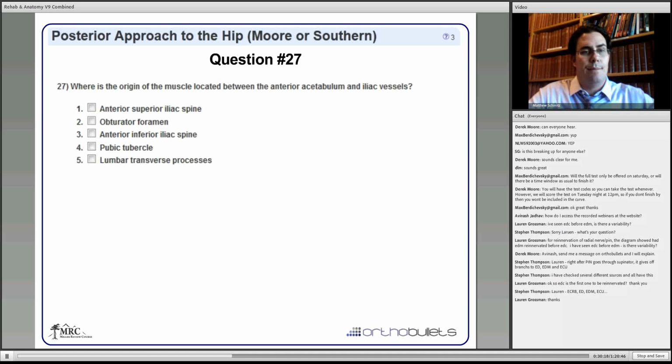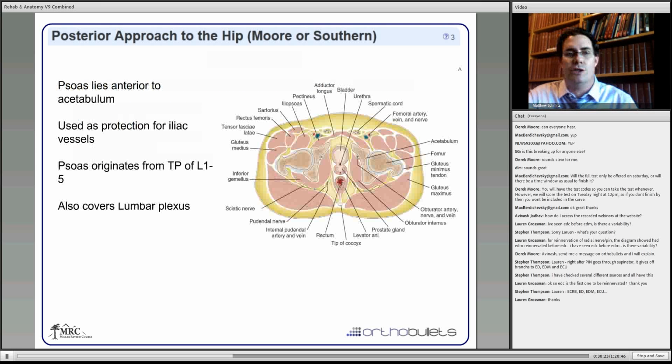Where is the origin of the muscle that is located between the anterior acetabulum and the iliac vessels? Another one of these two-part questions, and I think it's best interpreted if you look at a cross-sectional diagram. So they're asking what is between the anterior acetabulum here and your iliac vessels. Well, from the anterior approach to the hip in children, or from our hip arthroscopy work, we know that the iliopsoas essentially drapes right over the front of the acetabulum. So the first part is answering the cross-sectional anatomy question: it's the iliopsoas, which lies between your vessels and the anterior acetabulum.